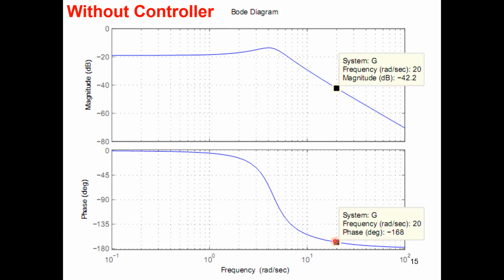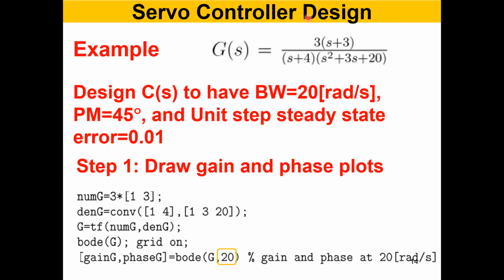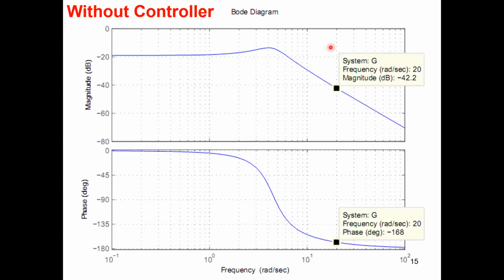That is the exercise I gave you just a while ago to calculate the gain. Substitute s equals j omega, pure frequency. Now this time it is j 20 radians per second. Calculate your gain, calculate your phase. You can do that manually, and these are the numbers you're going to get.